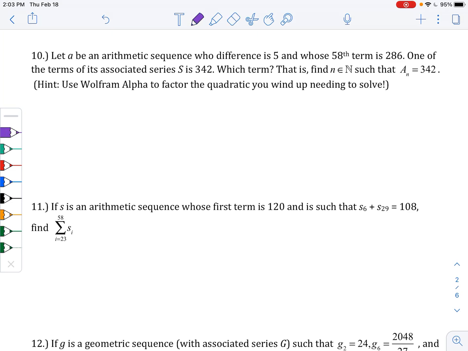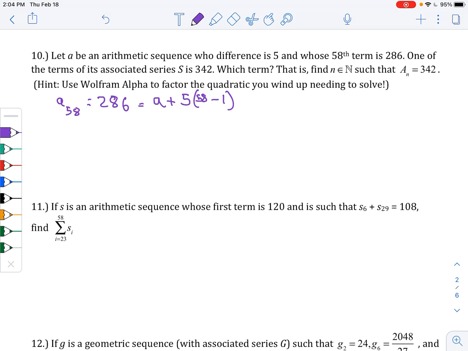Because we're given that difference of 5 and the 58th term is 286, I can say A sub 58 is going to equal 286, which the formula for finding a term of a sequence, of course, is to take the first term plus the difference times that number of terms minus 1. Wait a minute, I know what the n is. It's 58. I just said it's right here. So, yeah, let's go ahead and put 58 right there.